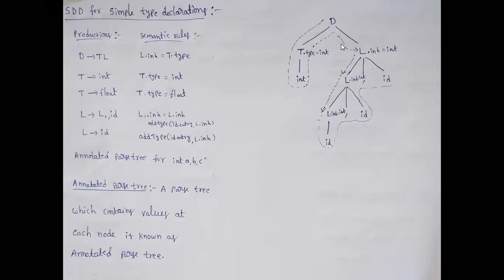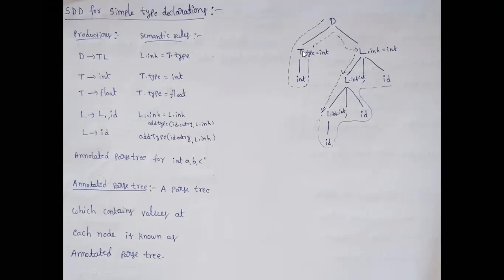Now consider this example, we are moving right with L inherited. So what is inherited attribute value? We are taking the values from parent node or sibling nodes. So here we are considering this one. D produces T L. So what is the production here? D produces TL. We are considering this one. So what is the semantic rule? Here is a reduction.